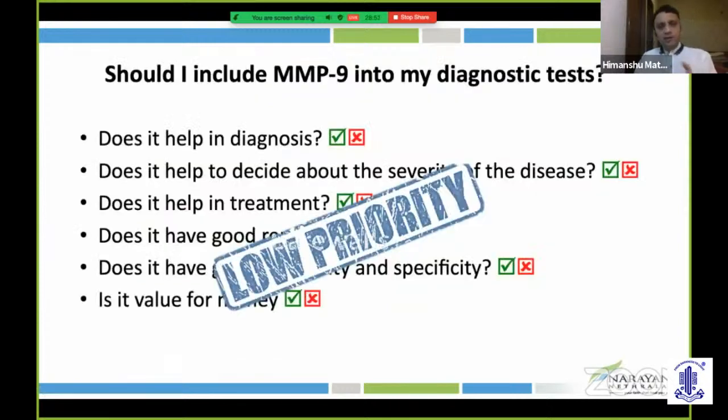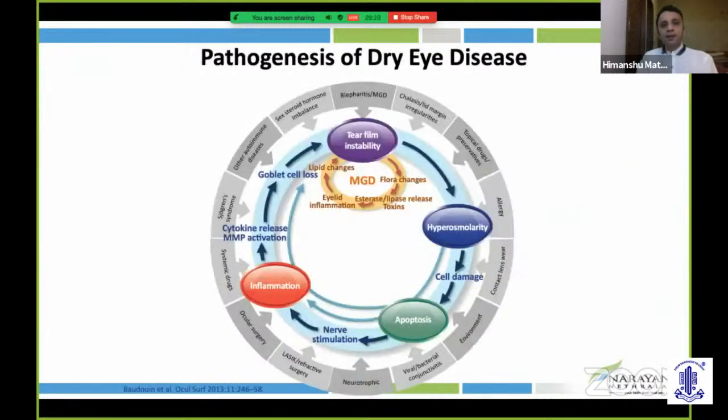If we again look at the same questions which we saw earlier, does it help in diagnosis? Equivocal, I can't say that very significantly. Does it help decide about severity of disease? Again, very equivocal. About the treatment and value for money, it looks like it's more of equivocal. So it's a low priority. If you have it, you certainly can use it, but I don't think I would stress upon this as my mainstay of treatment.